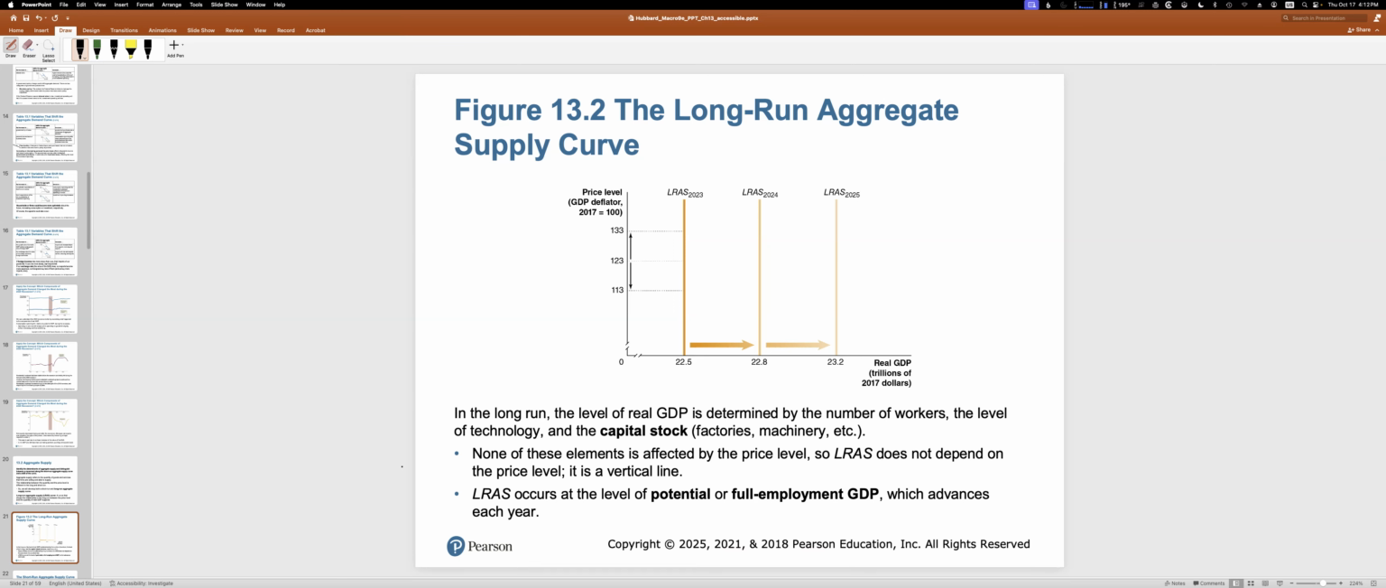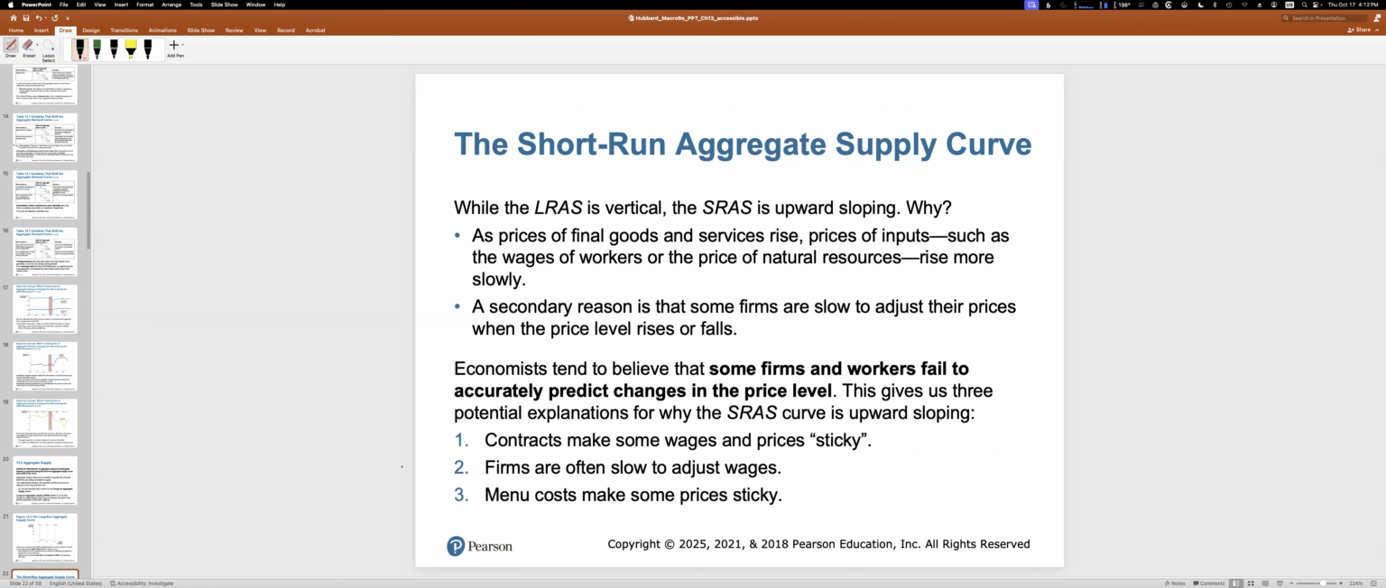But what you can see here is that the long-run aggregate supply curve looks to be shifting to the right, presumably because we have more capital, we have more people, something along those lines, but not because of any price levels. Changing the price level does not change the level of real GDP, at least in the long run. Where you see those changes are in the short run.